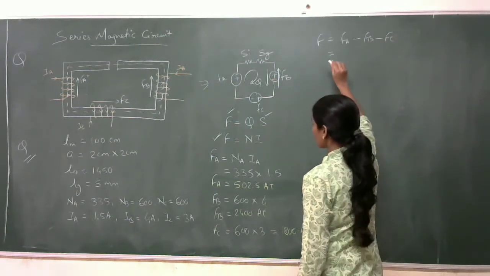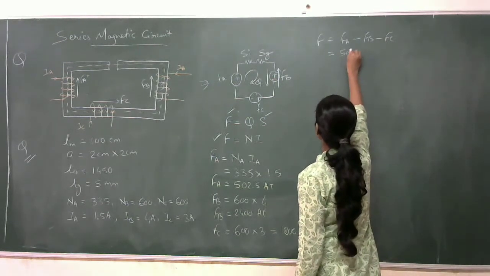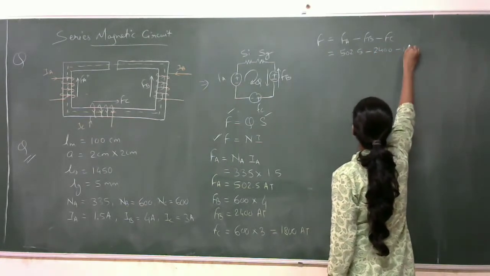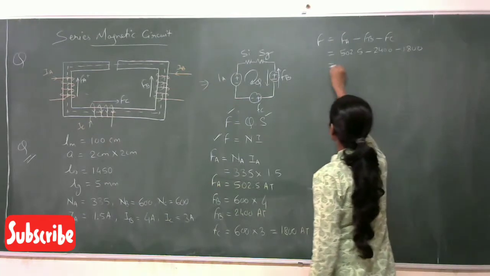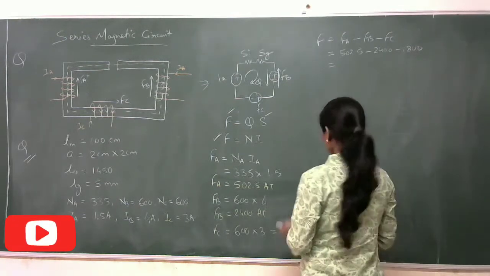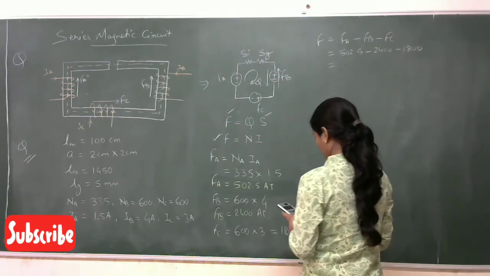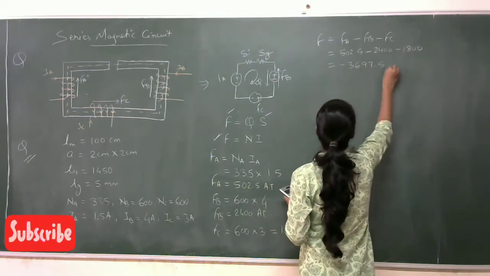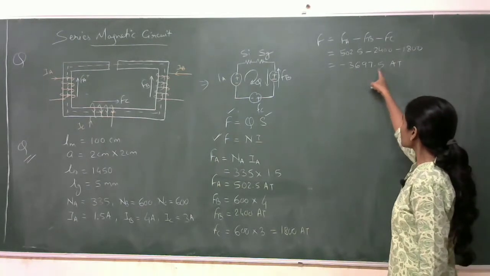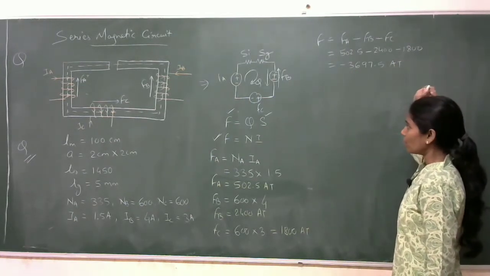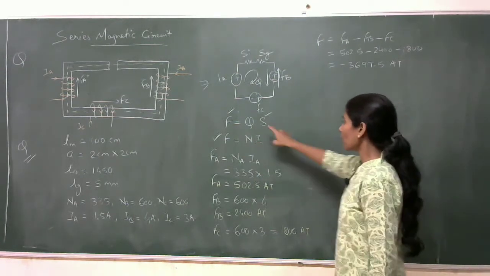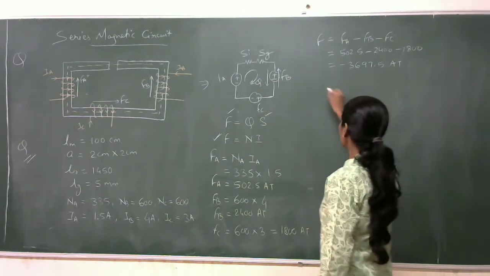By keeping all the values here, I am getting 502.5 minus 2400 minus 1800. So what is the effective MMF we are getting here? We are getting MMF as minus 3697.5 ampere turns. This is the effective value of MMF, that is the total MMF. Now let's check the reluctance for the given question.